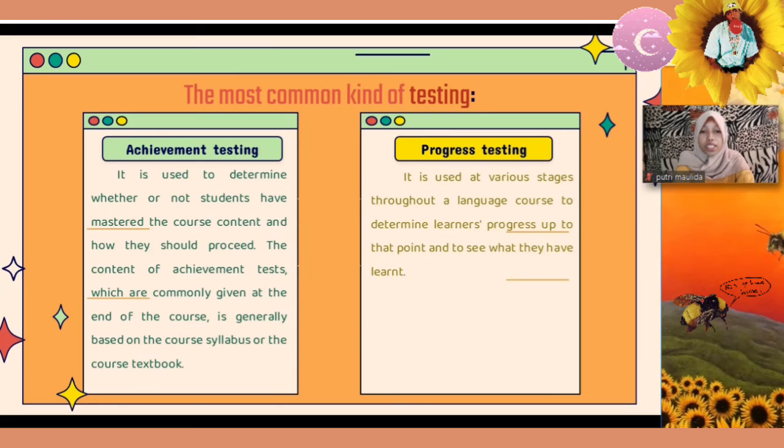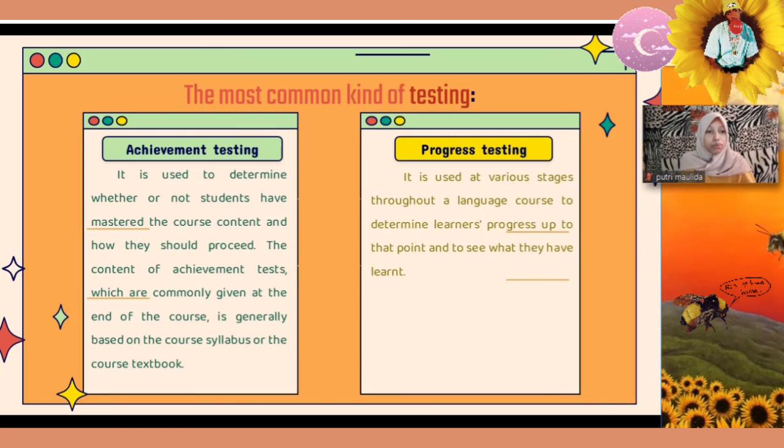Let's see this. Achievement testing. Achievement testing is used to determine whether or not students have mastered the course content and how they should proceed. So, achievement testing is for the teacher to determine how far students have already mastered, or how they proceed with the content that has been given by the teacher.